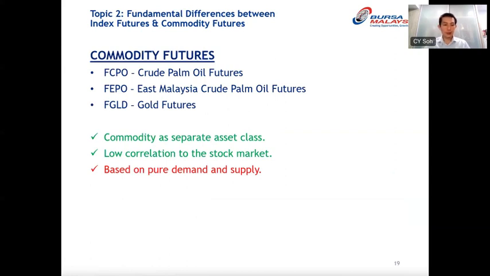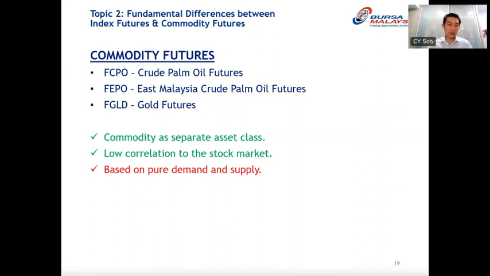The next category would be commodity futures. In Bursa Malaysia Derivatives, we have FCPO, FEPO, as well as gold futures. All of them are commodity futures. Now, analyzing commodity futures is different compared to equity index futures. Why? Because commodity is in fact a separate asset class. Commodities deal with real physical products. It is raw material that will be used to produce other end products that all of us consume and use in our daily lives.